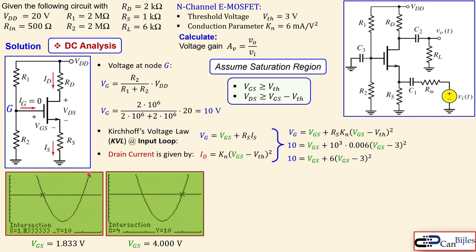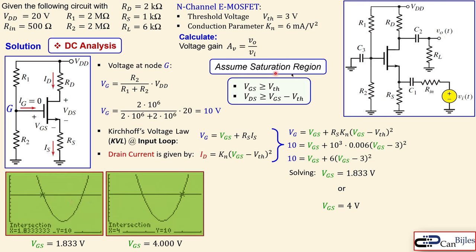This is the curve, which is the right hand side of the equation, and this horizontal line is this 10, and I see two solutions here and there, and these are 1.833 volts and the other one is exactly 4 volts. But which one of these will we use for our calculations?